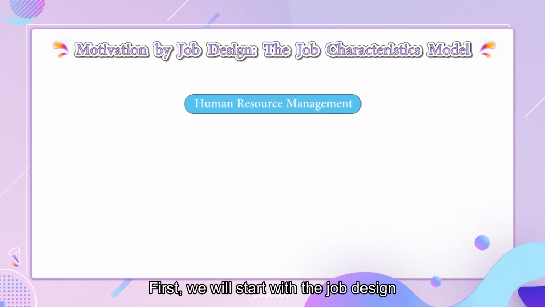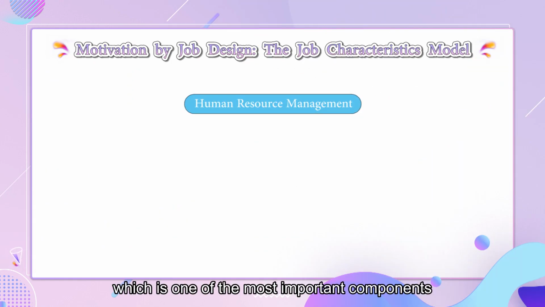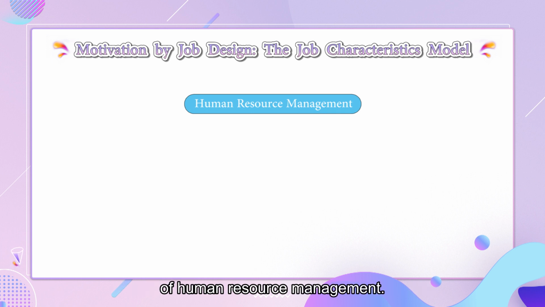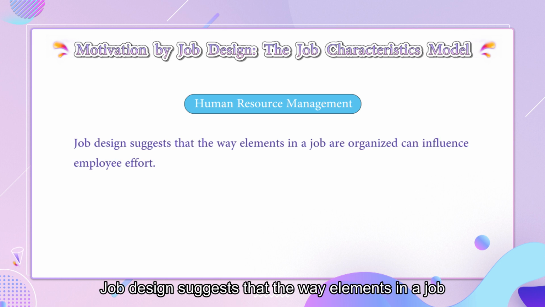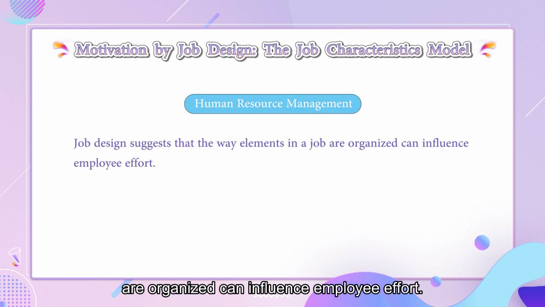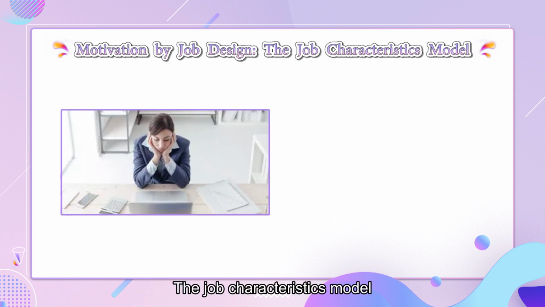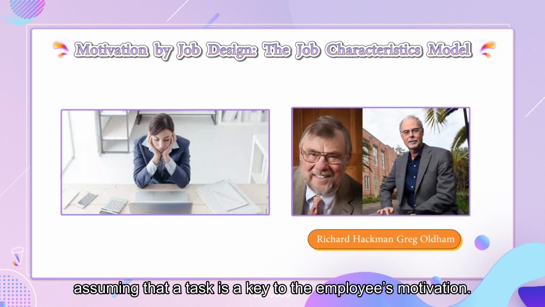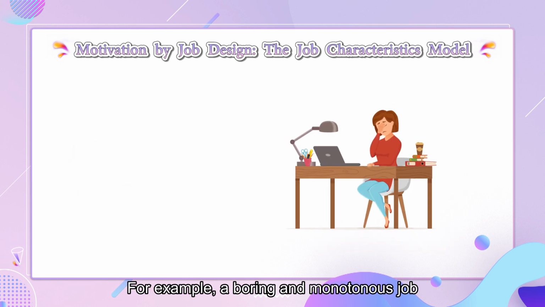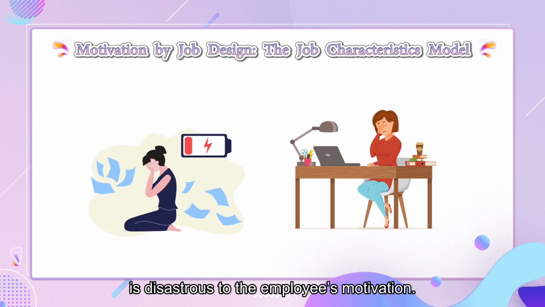First, we will start with job design, which is one of the most important components of human resource management. Job design suggests that the way elements in a job are organized can influence employee effort. The job characteristics model was developed by Richard Hackman and Greg Oldham, assuming that a task is key to the employee's motivation. For example, a boring and monotonous job is disastrous to the employee's motivation.